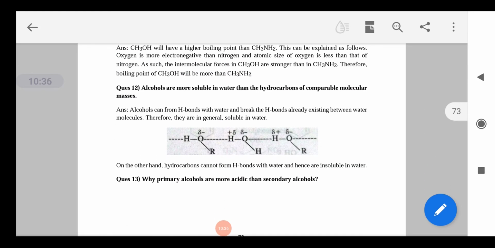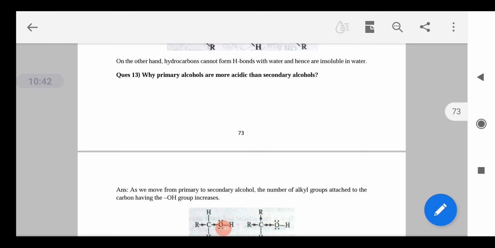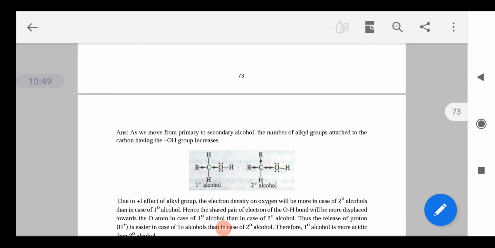Next is alcohols are more soluble in water than hydrocarbons. This we have already discussed. Next is why primary alcohols are more acidic than secondary alcohols. If you have a closer look at the structure of the primary alcohol, you will find it contains only one alkyl group, but secondary alcohol contains two alkyl groups.